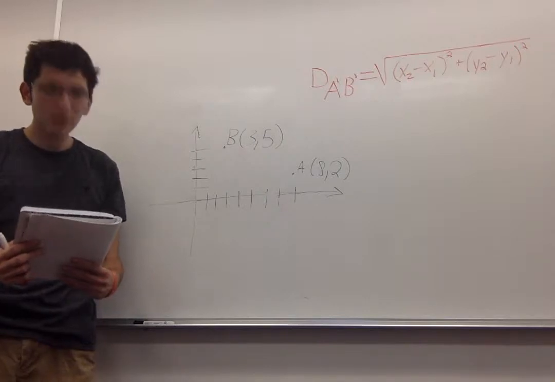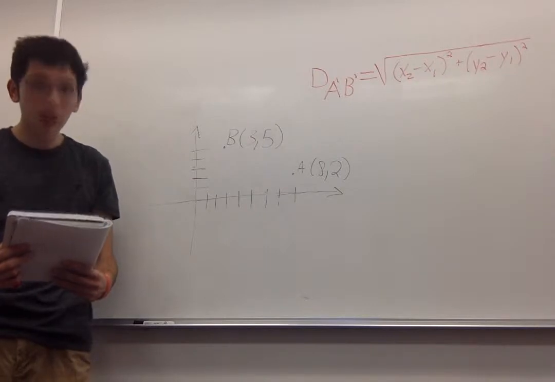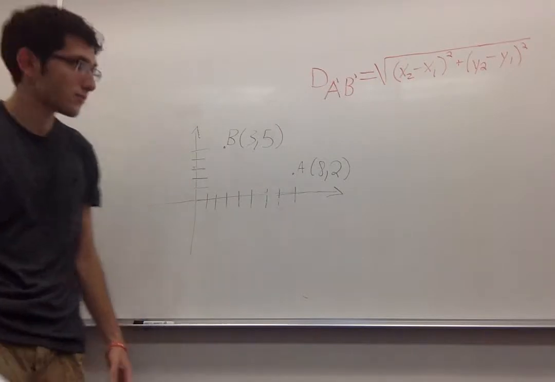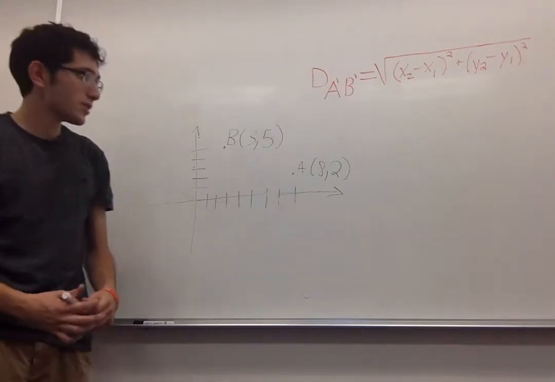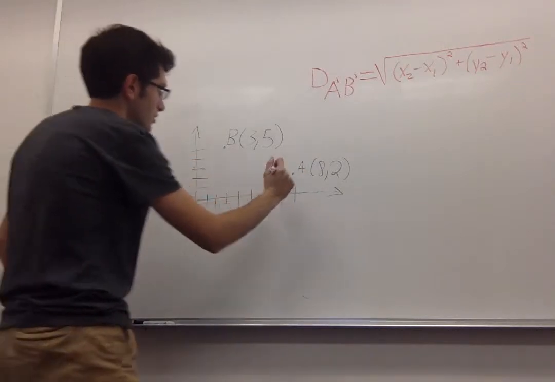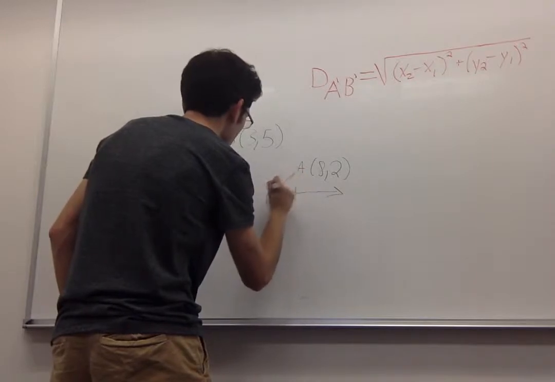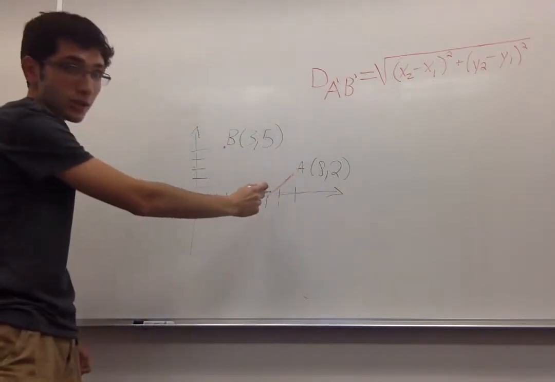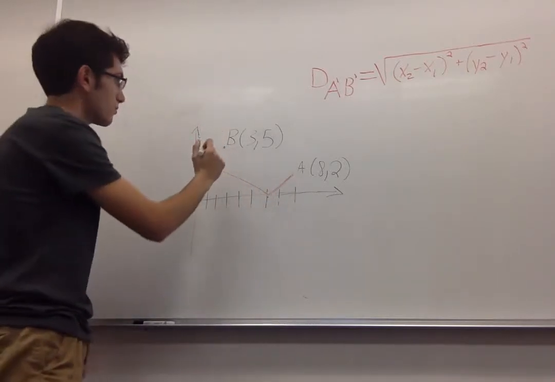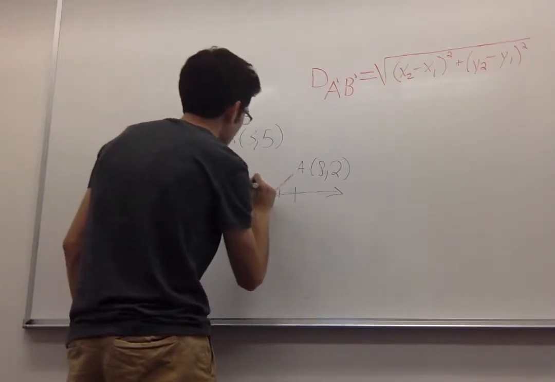Number 6 states, find the length of the shortest path from point (3, 5) to the point (8, 2) that touches the x-axis and also the y-axis. So the problem states from A, it's going to touch the x-axis, and then it's going to touch the y-axis, and then it's going to go to B. So we need to find the length of this line.